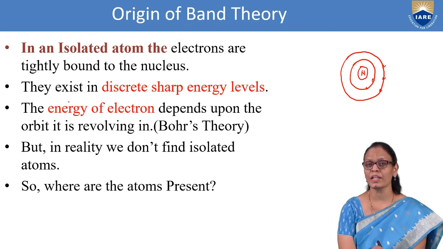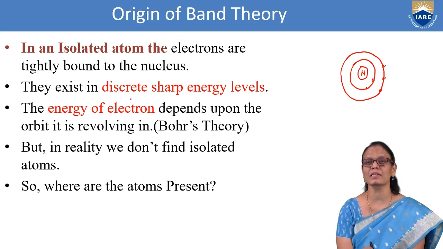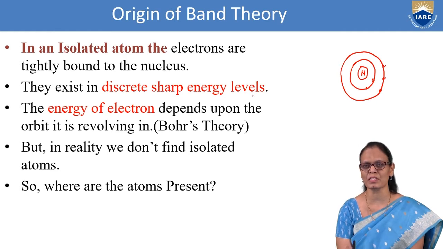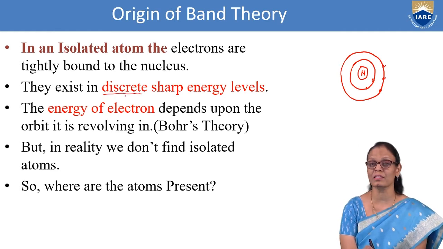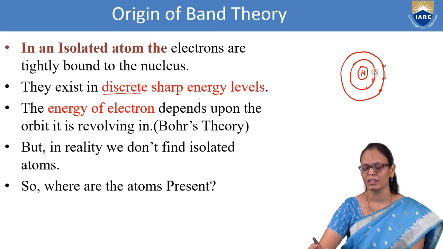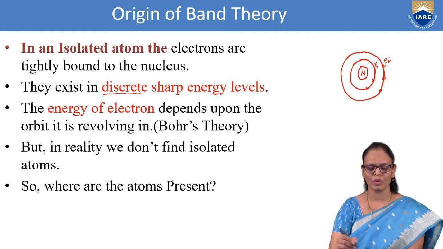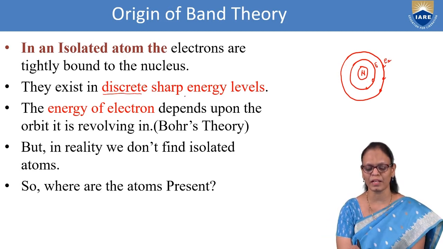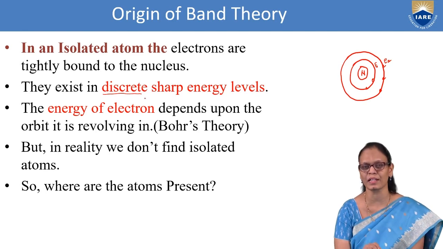But what is happening here is they exist in discrete sharp energy levels. Discrete here means it is not continuous. So the energy of this level is different from the energy of this level. Means the energy possessed by these electrons is E1. Then the energy possessed by these electrons in the next shell will be E2. So they exist in sharp energy levels which are discrete.